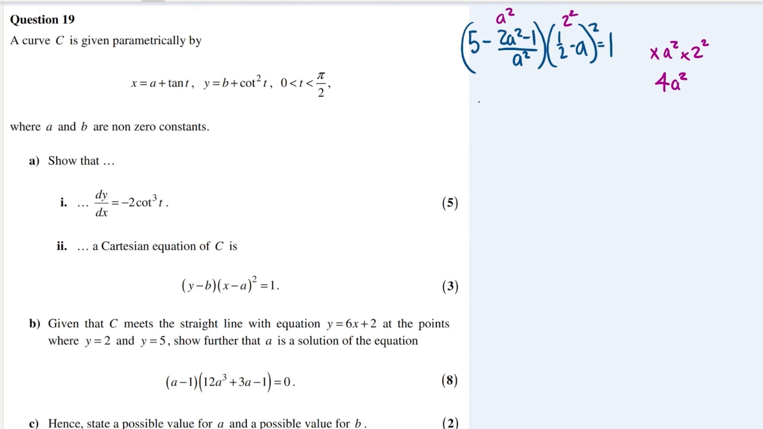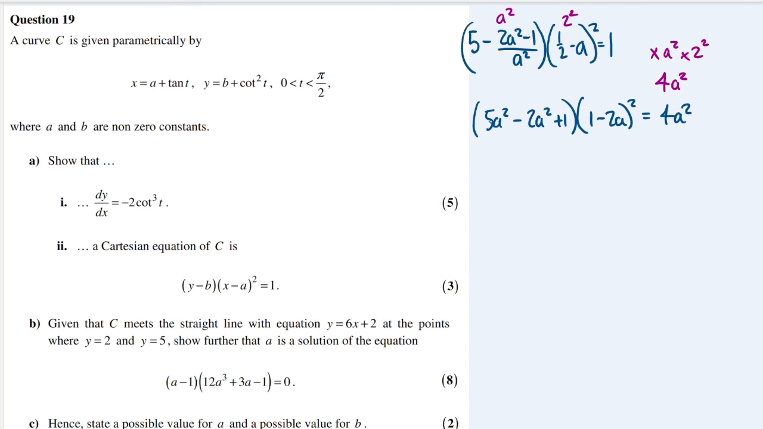So what will that give me? It will give me 5a squared minus 2a squared, and a minus, so plus 1. Over here, 2 will go into each of these double brackets essentially, so I'd get 1 minus 2a all squared, and that will equal 4a squared. Okay, that's much nicer, much easier to deal with.